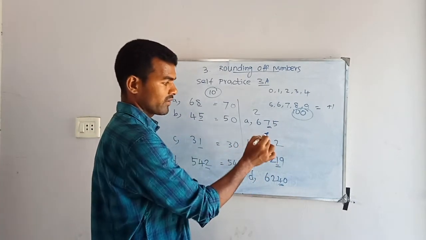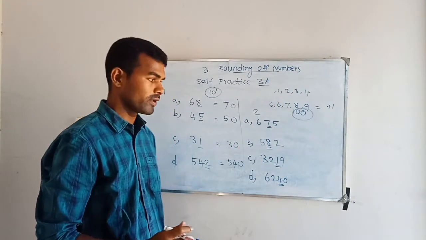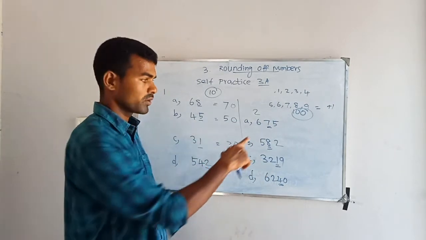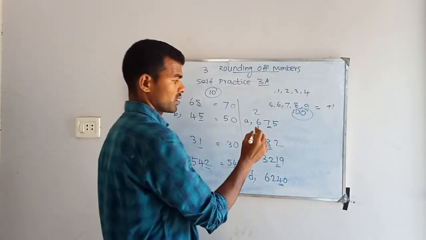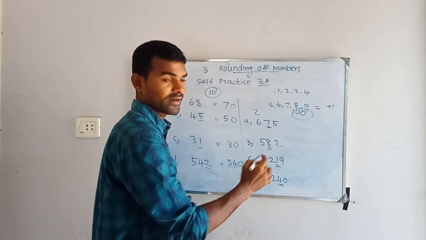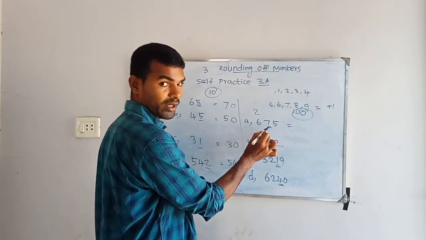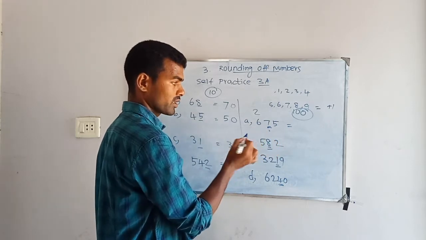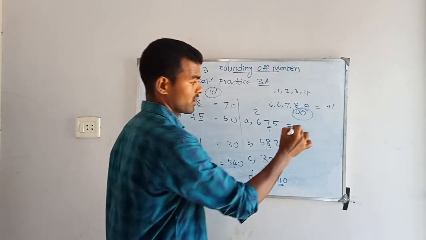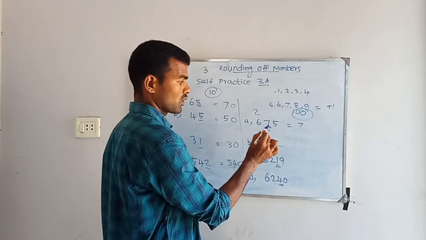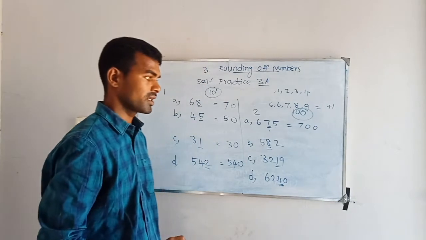If the given digit is 5 and above, what will we do? Add one to the hundreds place, and the ones place and tens place become 0. See this, 675. The tens digit is 7. If 7 is coming, with the hundreds place you have to add plus 1. 6 plus 1 is 7, and in the ones place and tens place you write 0, 0. So 700 is the nearest 100.